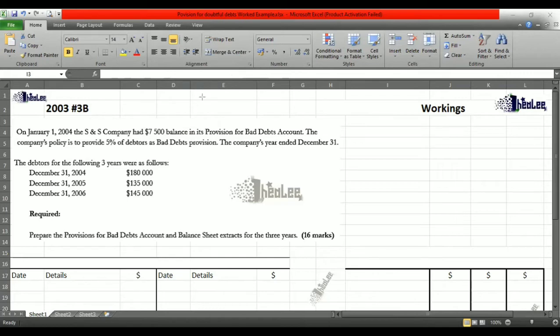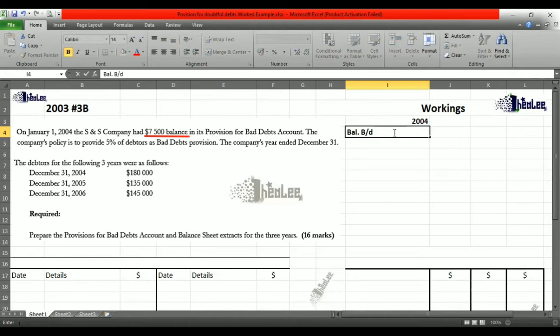Now, you may be wondering why I am stressing this 7,500 as the opening balance. You need to ensure that this information is presented in your workings. So the first thing that we're going to do for 2004 is to put in our balance. So there is a balance brought down, which is coming from the previous period, of 7,500.